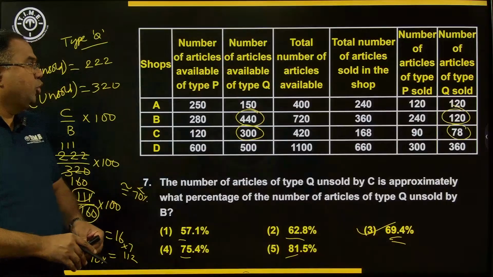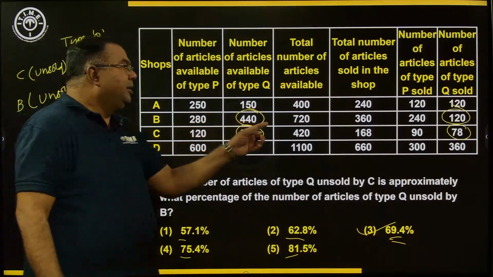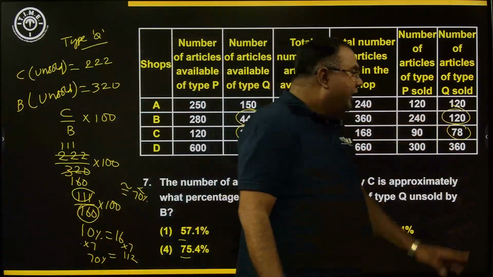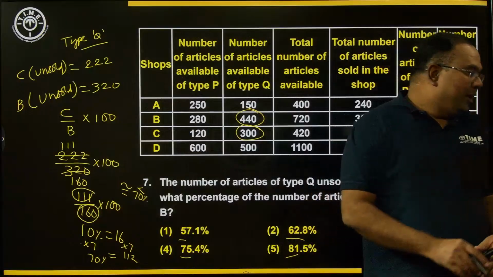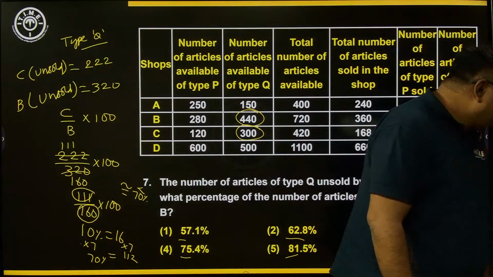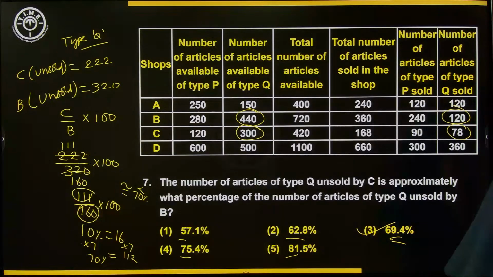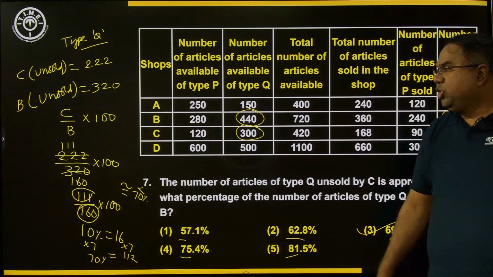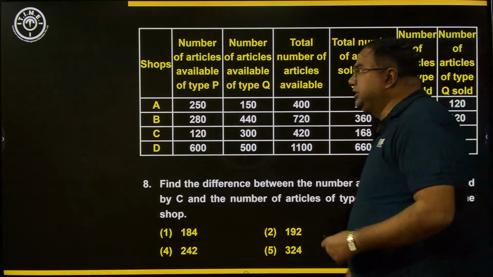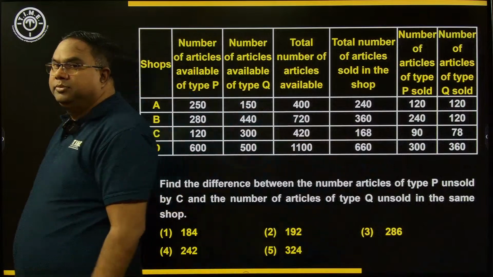How do you get unsold? Total available minus total sold will get you unsold. Available minus sold will get you unsold. Choice 4, correct answer. Correct answer, Srinivas. Right? Let's move on. 8th question. Find the answer.